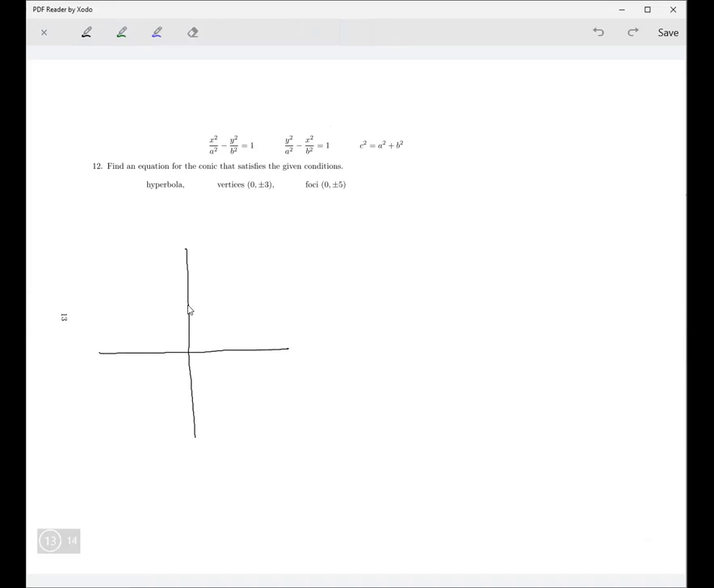So 0 plus or minus 3. So if we go up by 3 and down by 3, those are going to be our vertices, which means the center is going to be at 0, which means that we can just put it in straight like that. Okay, so the vertices are these, and the foci are at 5 and negative 5. So this is 5, and here's negative 5. 0, negative 5, and 0, 5.